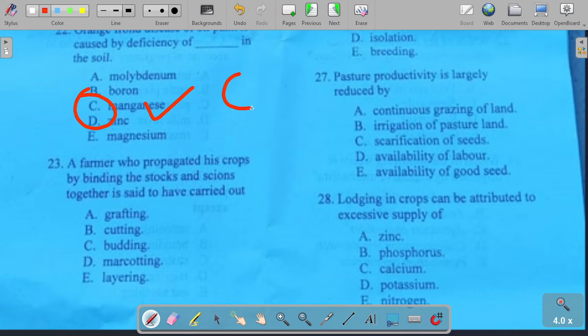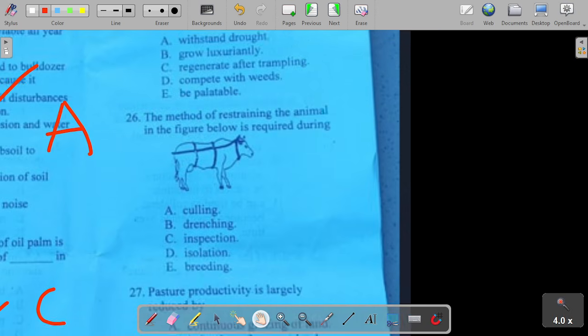A farmer who propagates his crop by binding the stalks and section together is said to have carried out 23: grafting, cutting. The answer is grafting. 23 is A. 24.